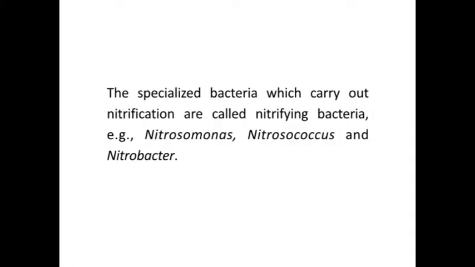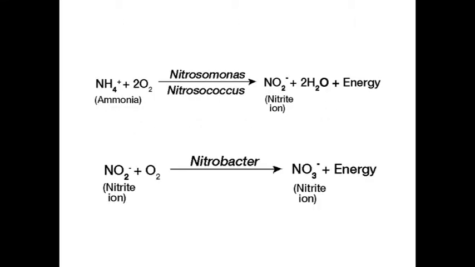The ammonium ions produced during biological nitrogen fixation are oxidized to nitrite and then to nitrate by an aerobic microbial process called nitrification. The specialized bacteria which carry out nitrification are called nitrifying bacteria. Example, Nitrosomonas, Nitrosococcus and Nitrobacter. Nitrification involves a two-step process where ammonium ion is first oxidized to nitrite by bacteria like Nitrosomonas and the nitrite is then oxidized to nitrate by bacteria like Nitrobacter.